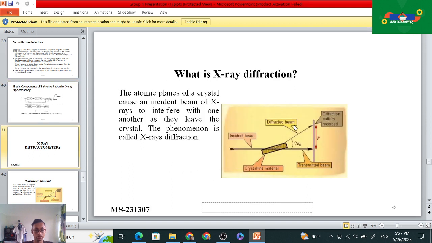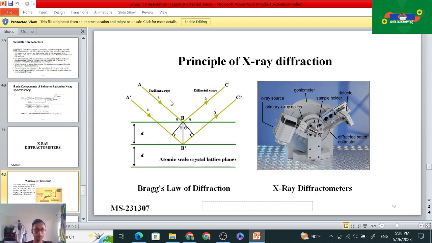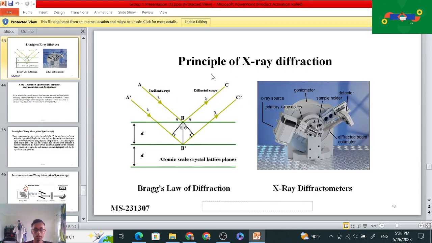Then X-ray diffraction. What is X-ray diffraction? The atomic planes of a crystal cause an incident beam of X-rays to interfere with one another as they leave the crystal, and the phenomenon is called X-ray diffraction. And the principles: incident X-rays and diffracted X-rays, then atomic scale crystal lattice planes, Bragg's law of diffraction, and then X-ray diffractometers.